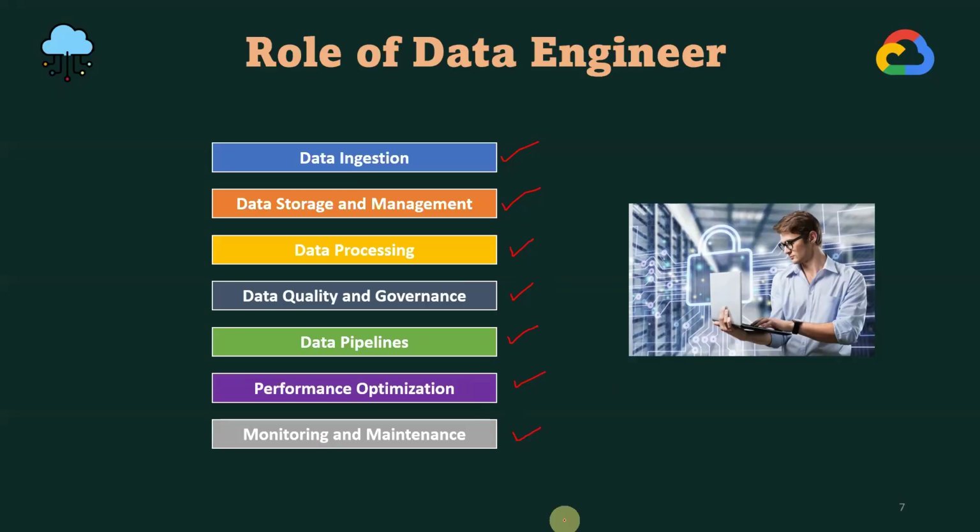Okay, so if you want to become a good data engineer, you should have good knowledge of each and every activity. You should know how to ingest the data, how to store and manage the data properly, and how to process the data efficiently. You should know how to make sure that your data is of quality and controlled. You should know how to create end-to-end data pipelines, how to optimize your pipelines, and how to monitor and maintain your pipelines. If you know all of these things, that is what a data engineer does on a daily basis, and that's where you're going to become a very good data engineer.